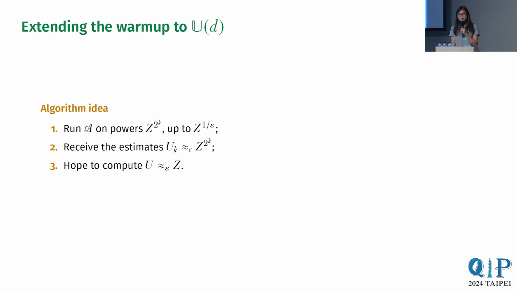So you would hope that this sort of approach for the warm-up also works in general, where your matrix is not diagonal. So this approach, as I mentioned before, was that you run your base tomography algorithm, and this gives you constant error estimates to your powers of z. And you want to take these estimates and somehow extract an improved estimate of your base oracle, your z. And you can see that if I'm running this on powers, then I'm only incurring an overhead of 1 over epsilon. That's why we hope this could work.